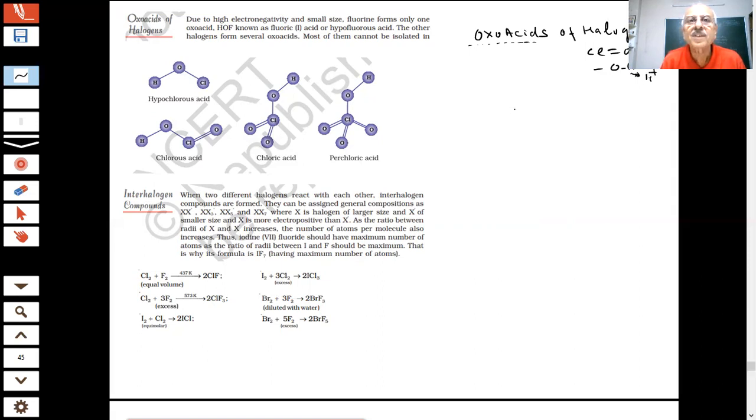So oxo acids are important, and the problem is that fluorine is the most electronegative element, and it will form only one oxo acid. Only one oxo acid is known for fluorine. This question has been asked. What is that oxo acid, students? We are talking of HOF. This is hypofluorous acid.